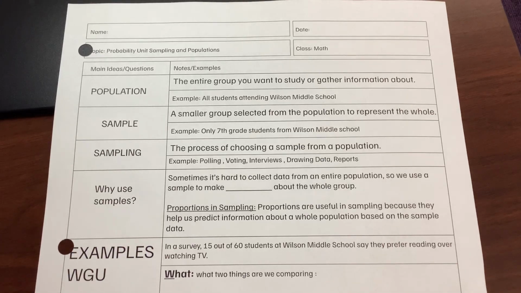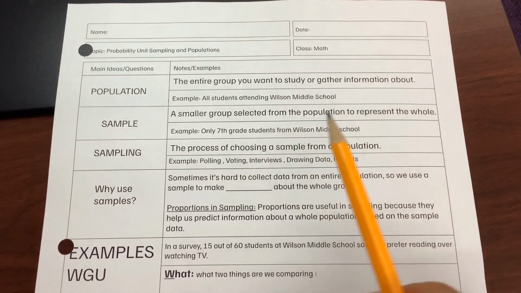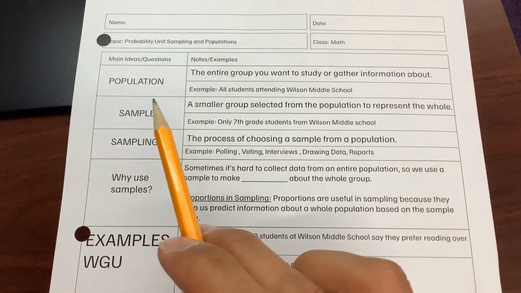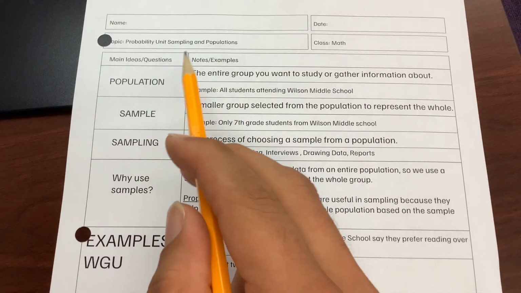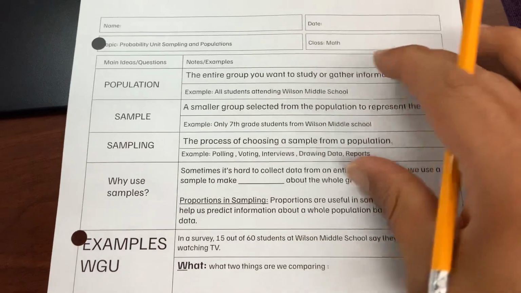Okay, so today we're going to take a look at how we make predictions from a population. This has to do with what they call sampling and populations. So let's go ahead and start with some definitions really quick.